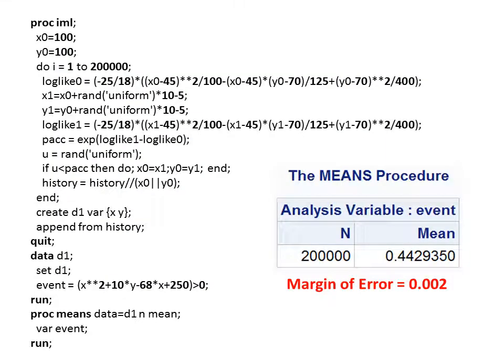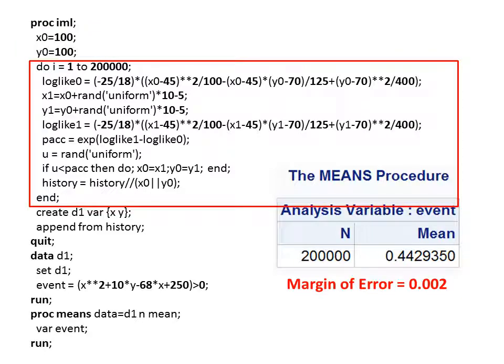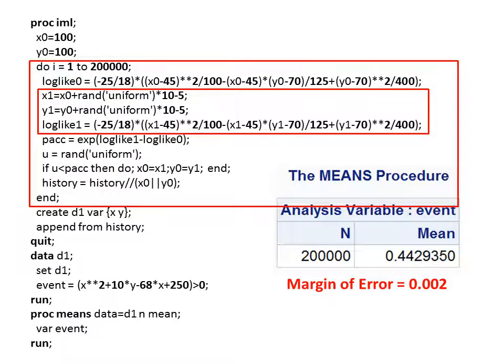I used PROC IML to run this Metropolis-Hastings algorithm, and I'll go through this code with you now. Here we set the starting point for the simulation at x equals 100 and y equals 100. This block of code represents the 200,000 draws that we're going to take from this target distribution. It's a loop, and within this code, we calculate the likelihood. There's our likelihood function, or actually log likelihood, of the target distribution that we're going to be sampling from. Here's our proposed value, x1 and y1.